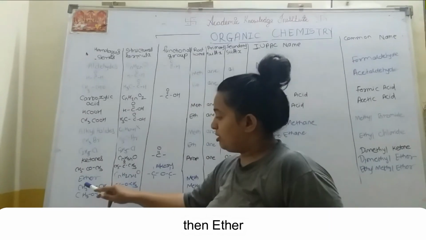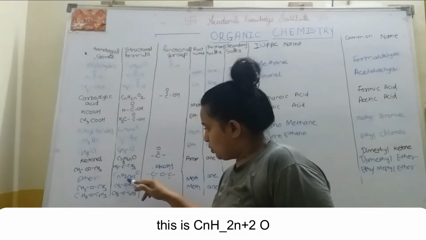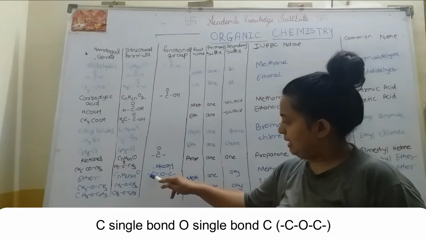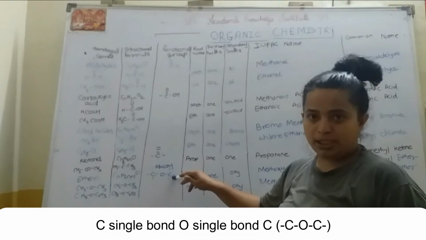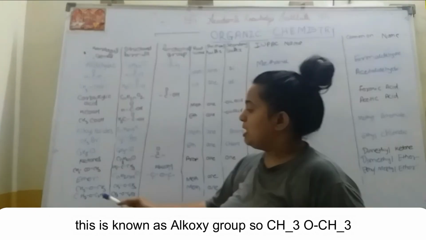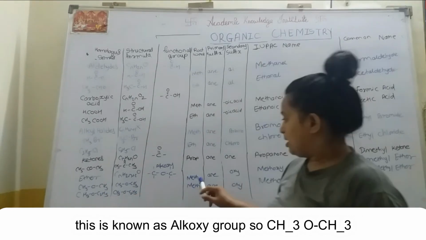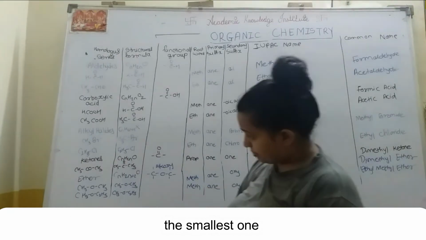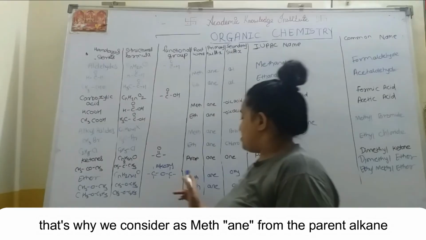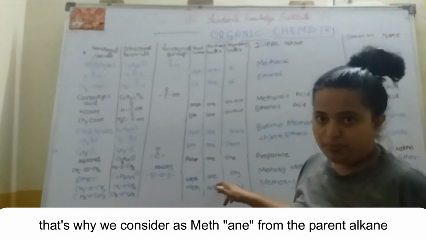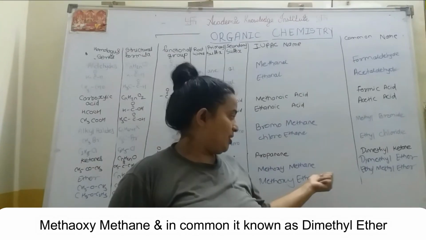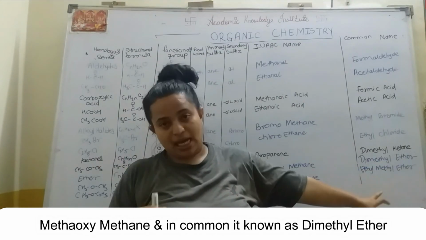Then ether. This is CnH2n plus 2O. The way it is represented is like C single bond O single bond C. This is also known as an alkoxy group. This is known as an alkyl group. This is known as an alkoxy group. So CH3 O CH3. The smallest one is considered the parent alkane. So here we consider E from the parent alkane, OXY from the alkoxy. This is known as methoxymethane, and the common name is dimethyl ether.